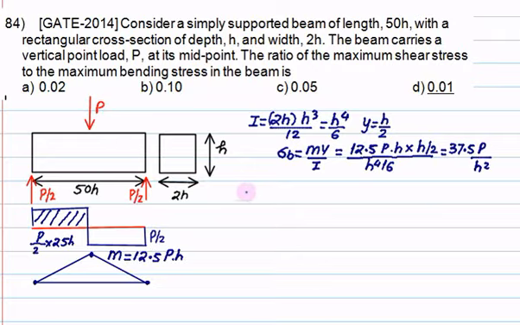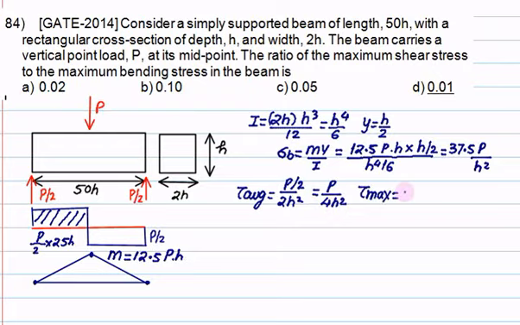Now we'll calculate shear stress. I already told you, whenever you have to calculate shear stress, you have to use tau average. So first of all, area. Area is 2H. So tau average will be equal to P upon area. Area is 2H square. One minute, what is wrong? It's P by 2. What is the maximum shear force? P by 2, not P. So this is P by 4.